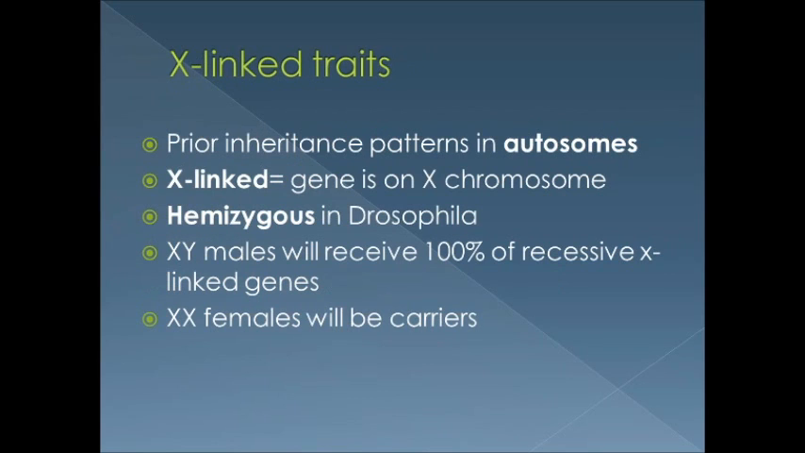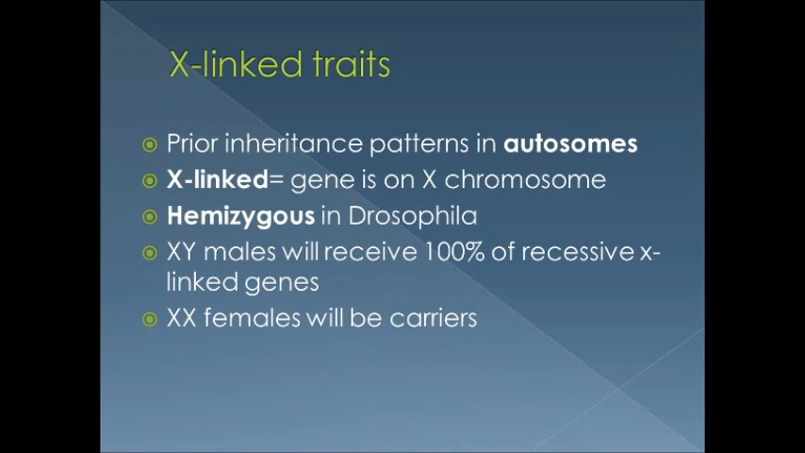Some can be X-linked. So before all of this, we've been talking about inheritance patterns in autosomes or non-sex chromosomes. Now we're going to be talking about sex chromosomes with the X and Y chromosomes. So if a gene is X-linked, then it's on the X chromosome. In Drosophila or fruit flies, it's a little different, where they have one allele for any X-linked characteristic. So if you're a male and you receive the X-linked gene from the mother, then you will receive 100% of the recessive X-linked genes, and you will get the disease that is X-linked.